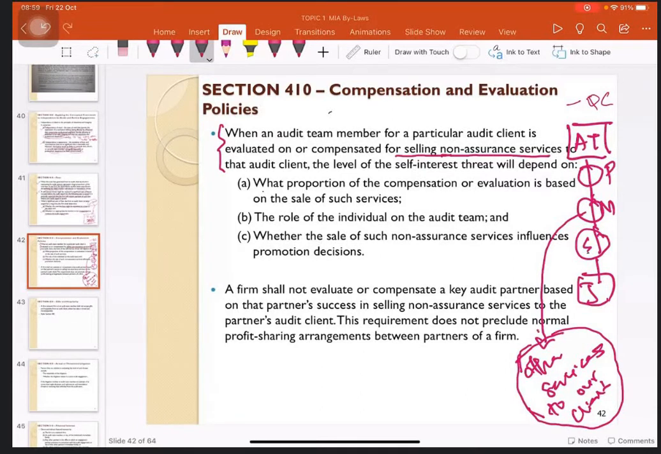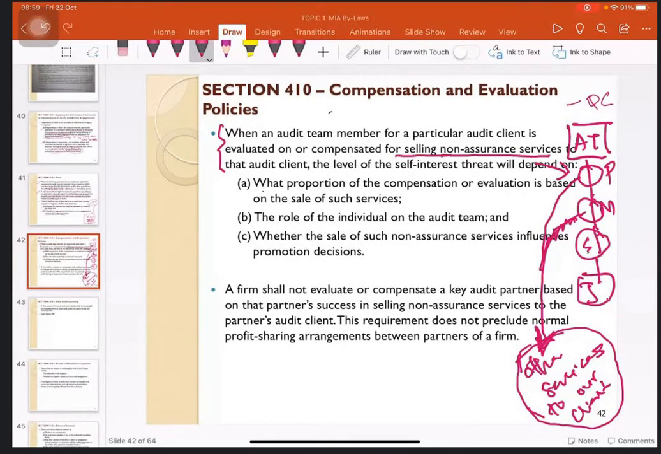Kadang-kadang bila dia jual produk, bukan produk lah kan, services, kita bayar some compensation kepada dia. Ataupun katakanlah one of the audit partners manages to sell the product, so how much compensation yang kita akan bayar kepada this audit partner. And then kalau manager yang jual, sama ada we use his ability to sell non-assurance services as the basis untuk kita promote dia punya position, ataupun kita bagi bonus ataupun extra increment kepada our audit manager.